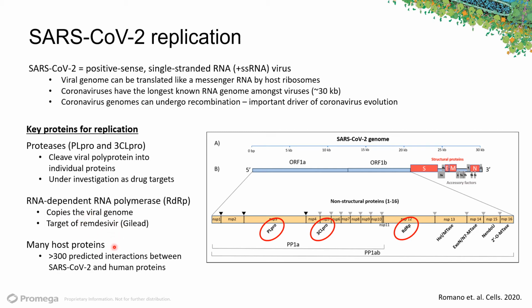And of course, the other thing to mention is that there are many, many host proteins that are going to be involved in the replication process of any virus, including SARS-2. Recent studies have predicted over 300 different interactions between SARS-2 proteins and human proteins. So there's a really complex interplay between the virus and its host cell, where the virus is able to essentially, again, hijack that host cell in order to create more copies of itself.